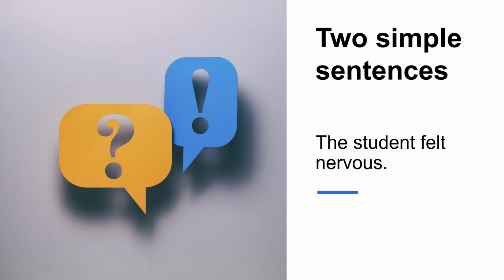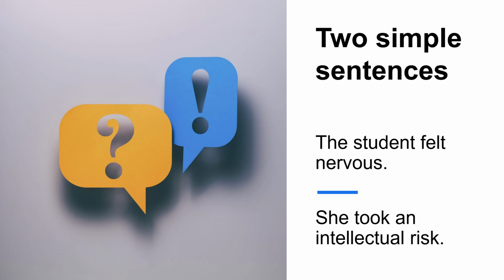The second sentence is, she took an intellectual risk. This sentence follows the standard subject, verb, object structure of English writing. In this case, she is the subject, took is the verb, and risk is the object. Intellectual describes the object risk, so it is an adjective.